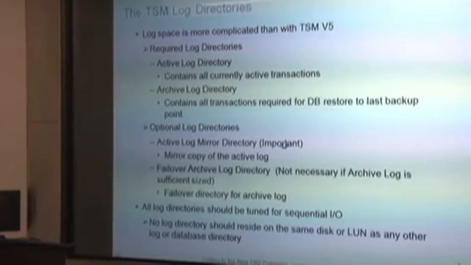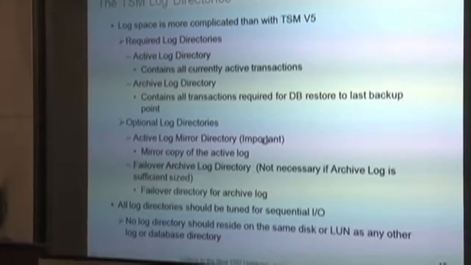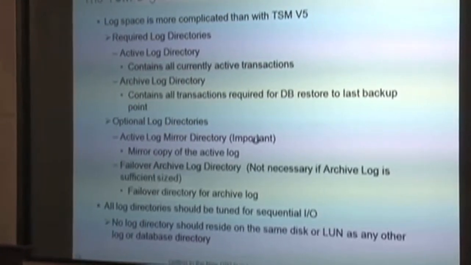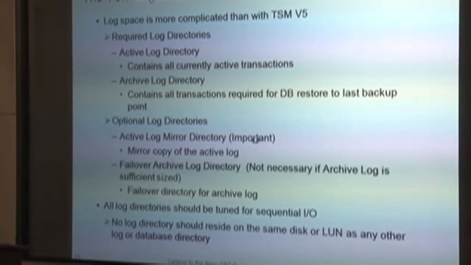So the logs, big change here, right? We've got the active log and the archive log. Basically, the active log has all of the current transactions, and then it moves them into the archive log. That's managed by the containers in the active log filling up. I think they're 512 megs, and then they copy over to the archive.